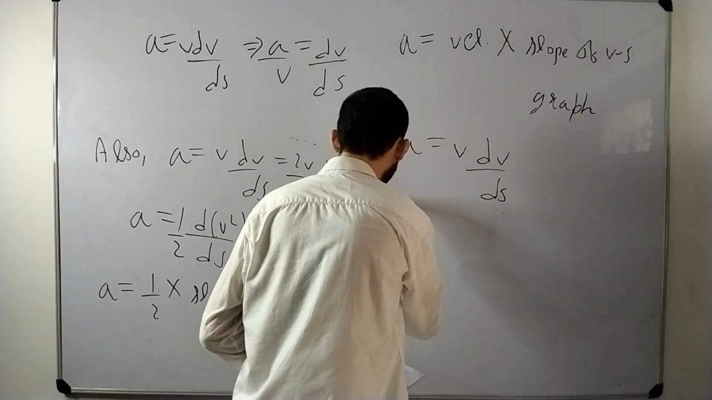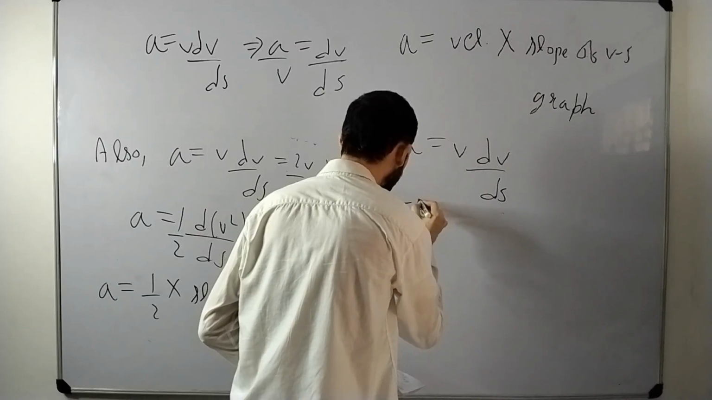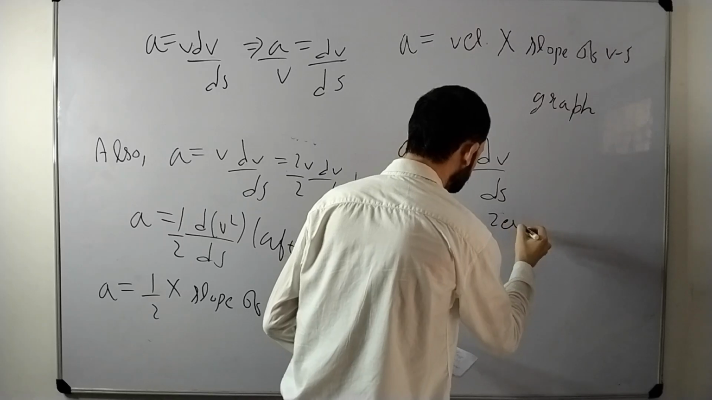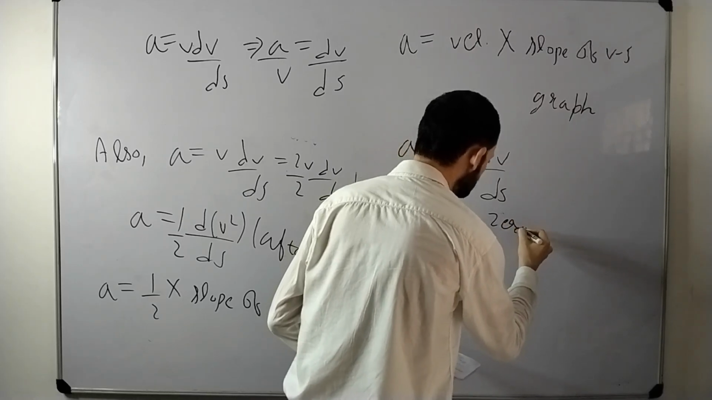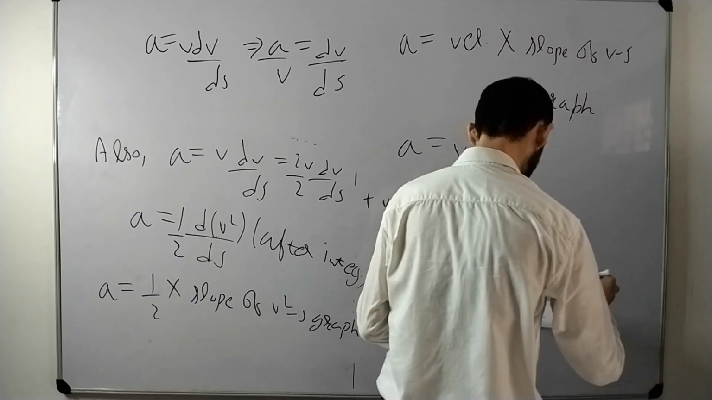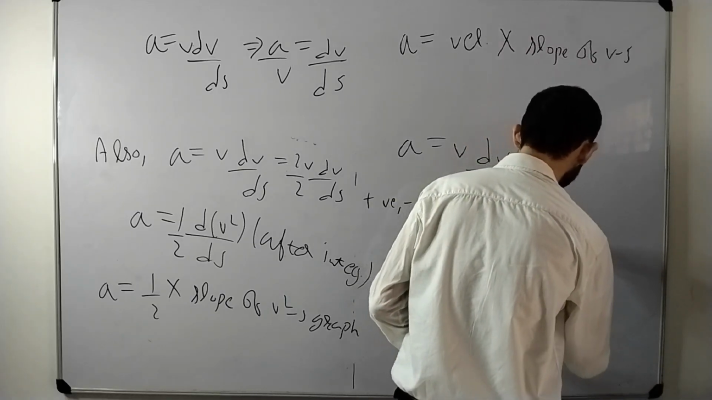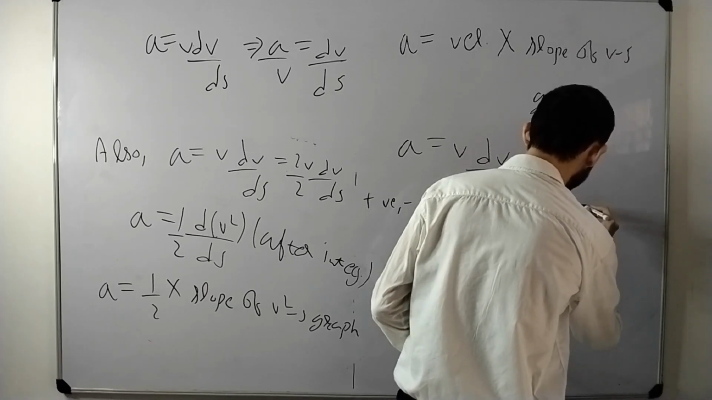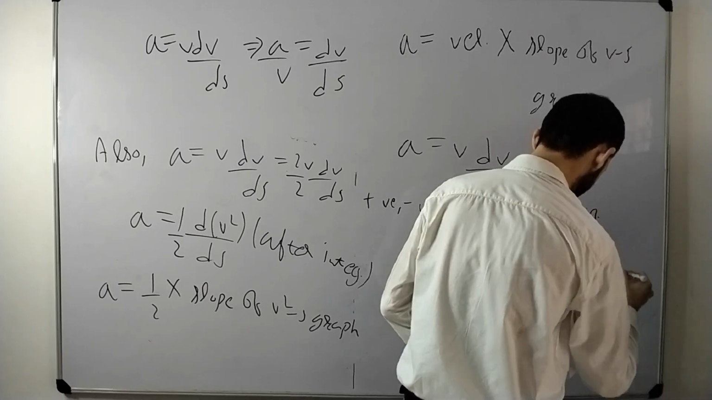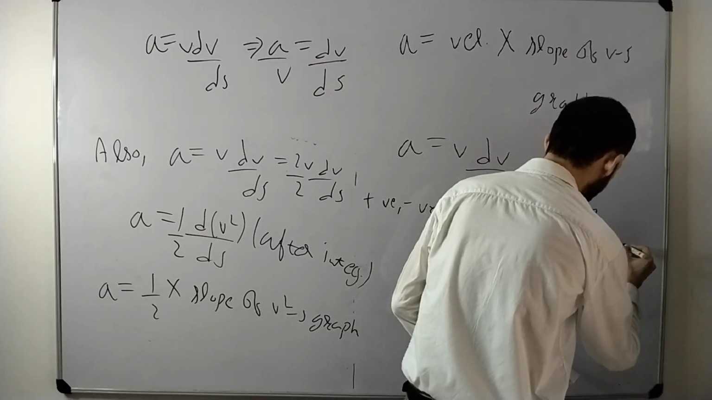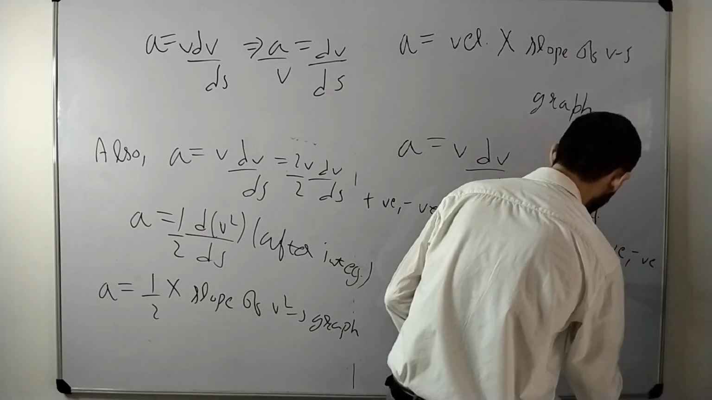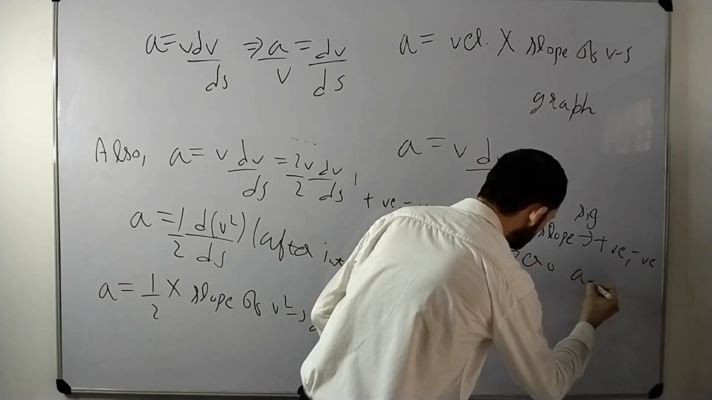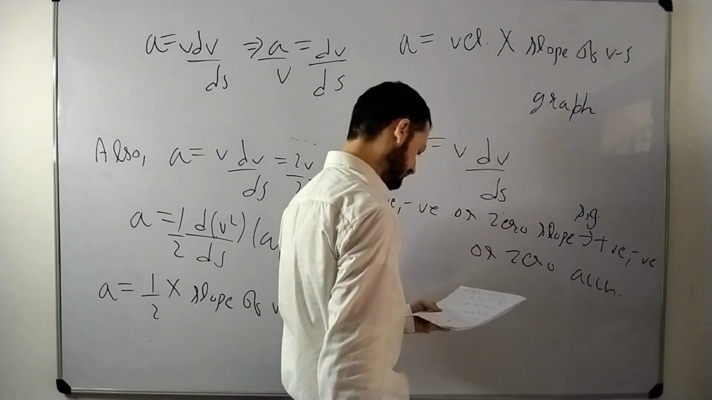So this is what? Positive, negative, or zero slope. Slope signifies what? Signifies positive, negative, or zero acceleration. Right, student? Yes, sir.